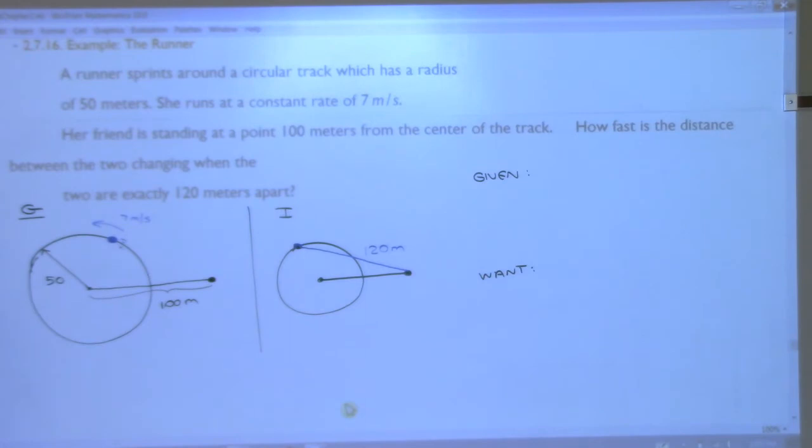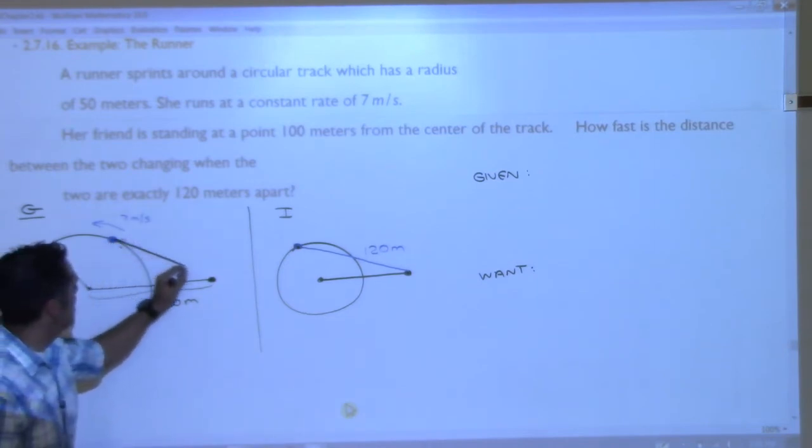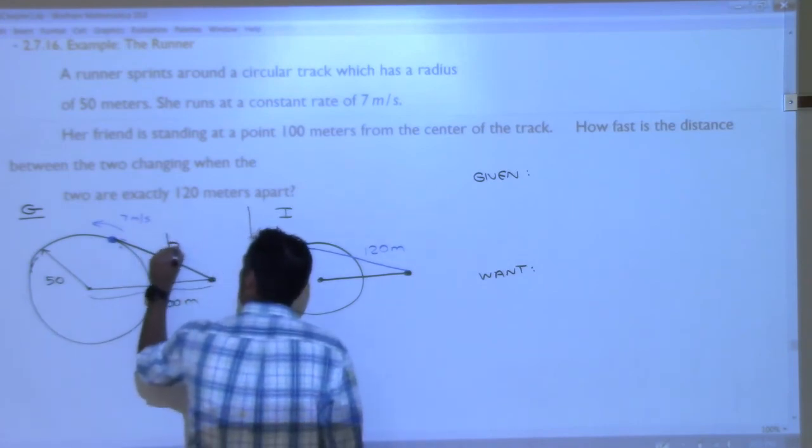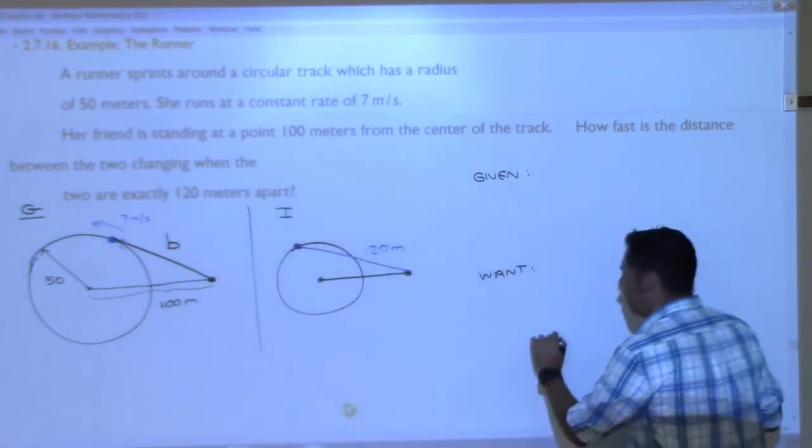It might be easier for us to start with what we want. What do we want? How fast is the distance between the two changing? So where is that in our general picture, the distance between the two? Well, we haven't drawn it, have we? So why don't we draw it? The distance between the two is this straight line distance, right? And we better label it something. B? That's what I heard is B.